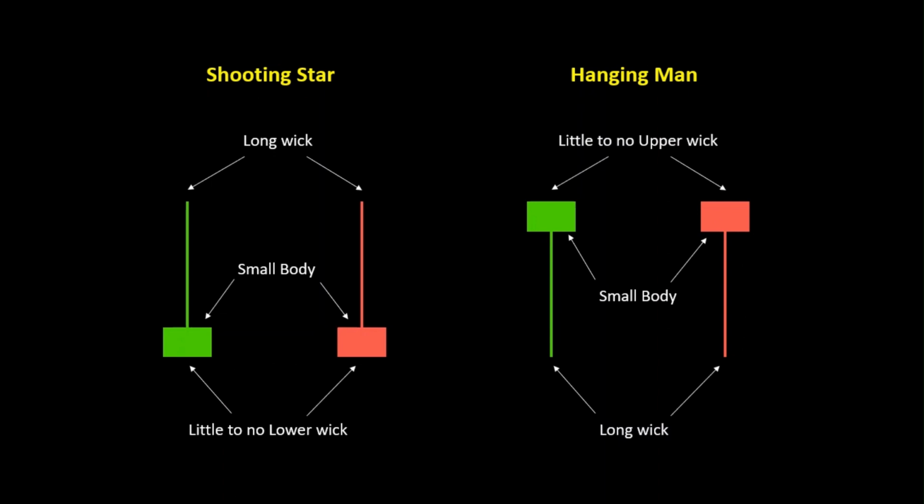the failure to sustain higher prices can be a warning of a trend reversal. While the shooting star is visually similar to the inverted hammer, and the hanging man resembles the hammer, the key difference lies in their location within the trend.